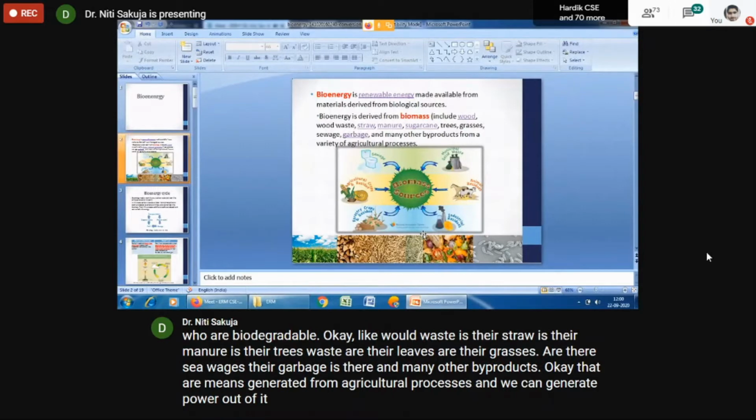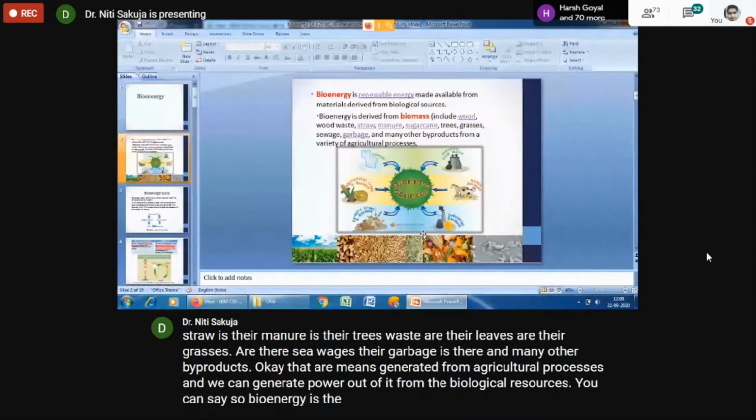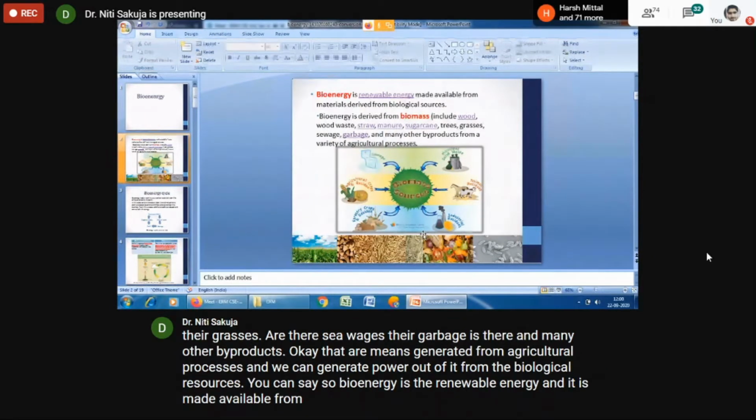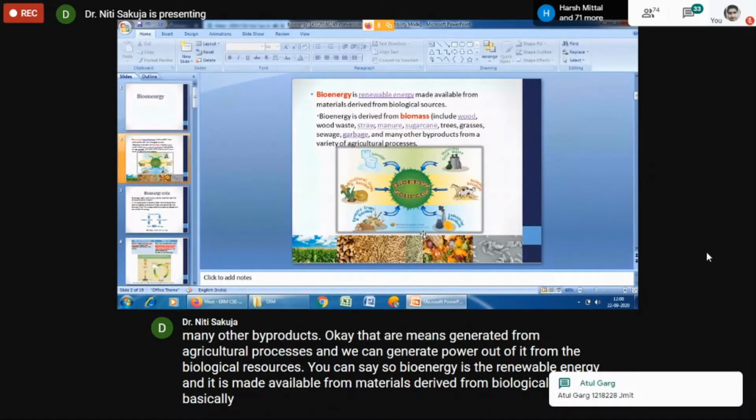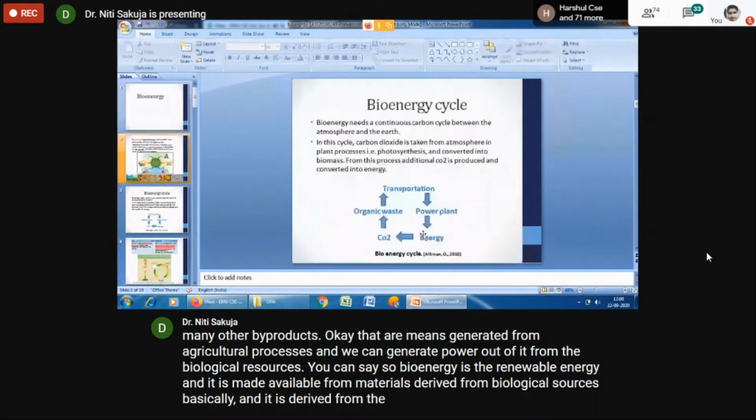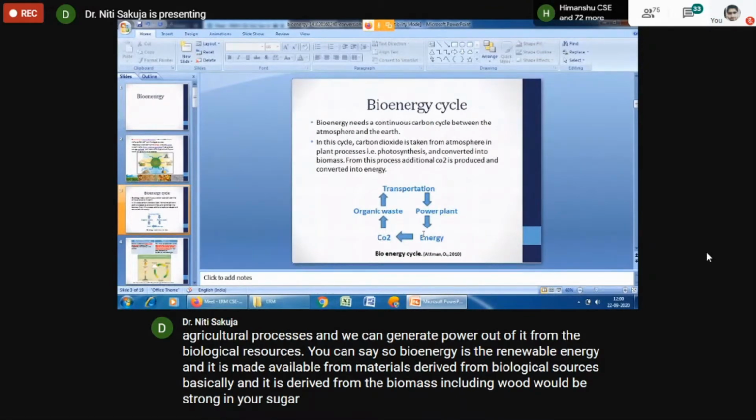We can generate power from these biological resources. So bioenergy is renewable energy made available from materials derived from biological sources, from biomass including wood, wood waste, straw, manure, sugarcane, trees, grasses, sewage, garbage, and many other byproducts from a variety of agricultural processes. There is a complete cycle by which it is obtained, and bioenergy needs a continuous carbon cycle between the atmosphere and the earth.